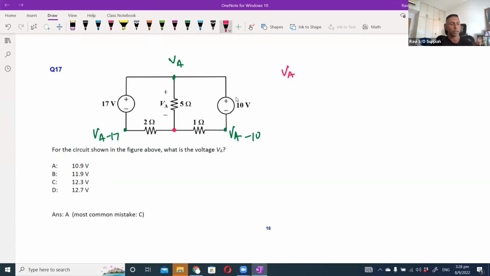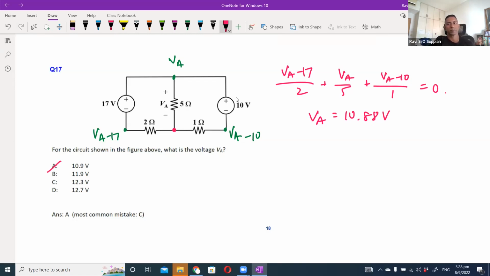So we can say that VA minus 17 over 2 plus VA over 5 plus VA minus 10 over 1 will be equal to 0. Okay, then the rest is just normal math. So you'll get 10.98 volts. Okay, so that is question 17.